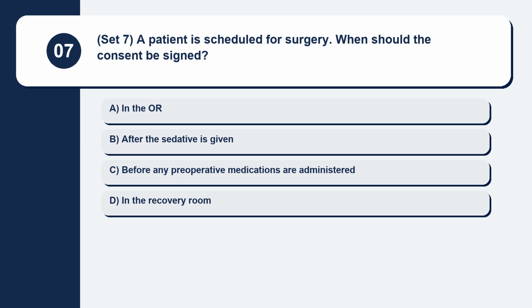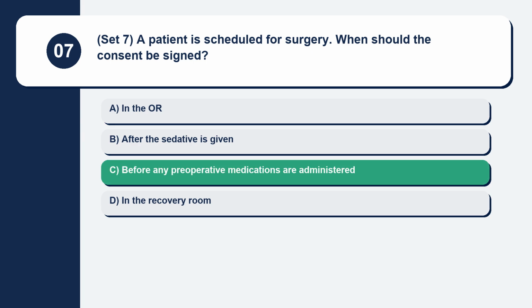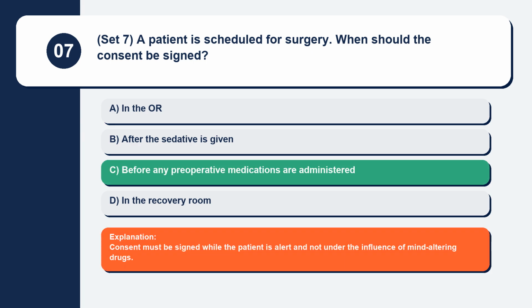Question 7. Set 7. A patient is scheduled for surgery. When should the consent be signed? In the OR, after the sedative is given, before any preoperative medications are administered, in the recovery room. Consent must be signed while the patient is alert and not under the influence of mind-altering drugs.